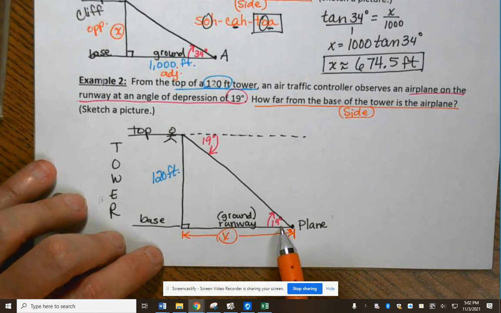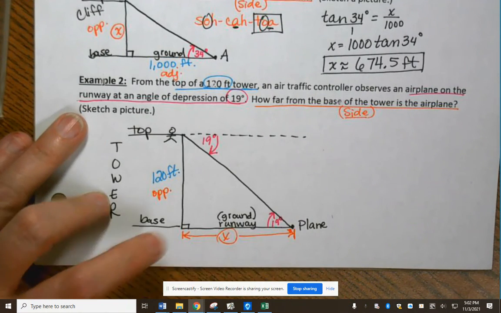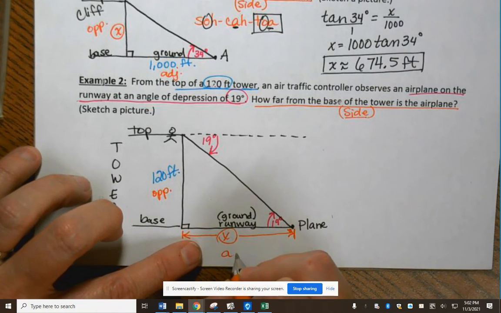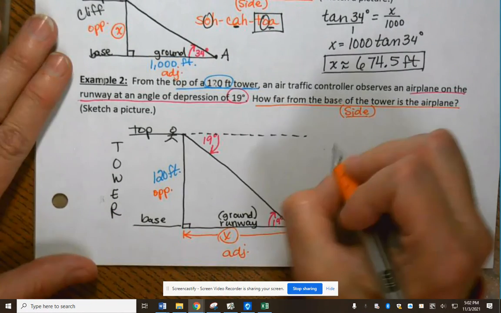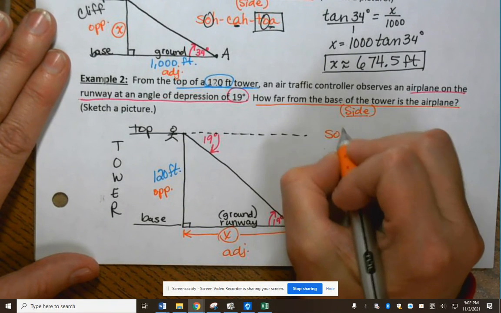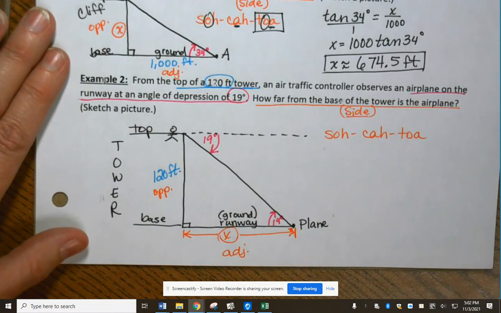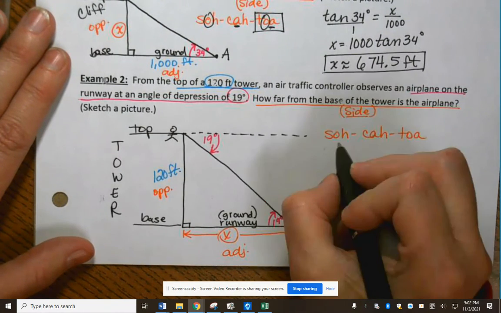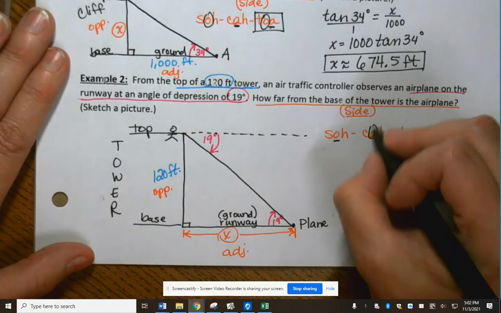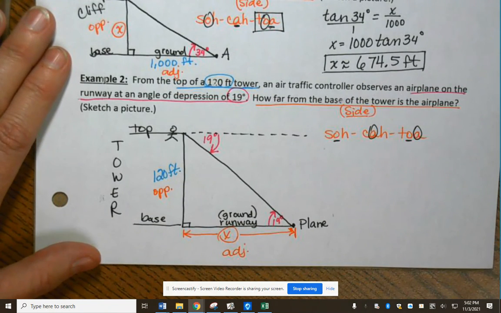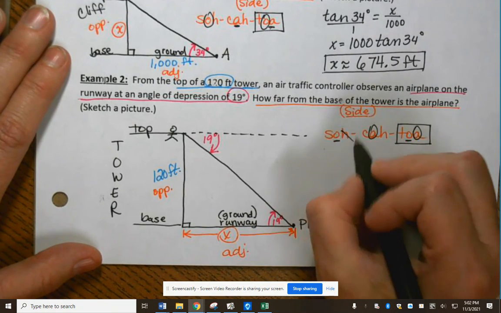So from the 19 degrees, the 120 feet is the opposite side. And from this 19 degrees, the x is the adjacent side. Write out your SOHCAHTOA. So we know the opposite, underline the O's. Looking for the adjacent, circle the A's. So again, this one we're going to use tangent.